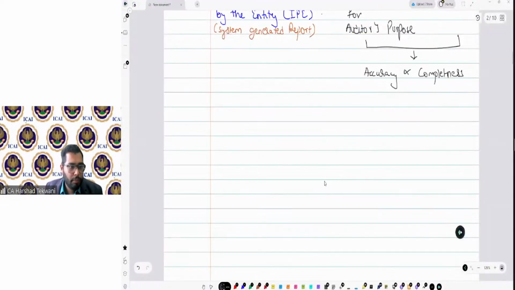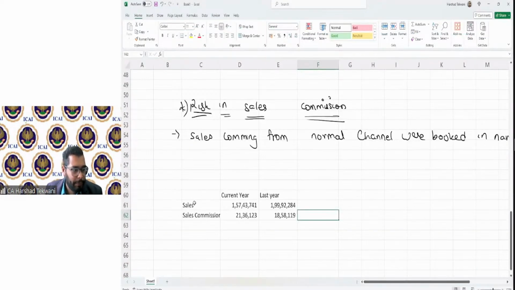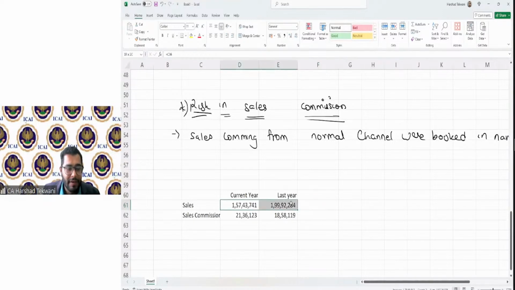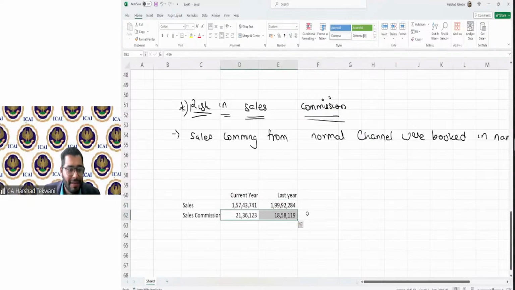Okay, so these are the current year figures and the last year figures. While auditing, what I understood is that the sales has decreased compared to the last year, but the sales commission has increased compared to the last year. The sales has decreased, but the sales commission has increased.